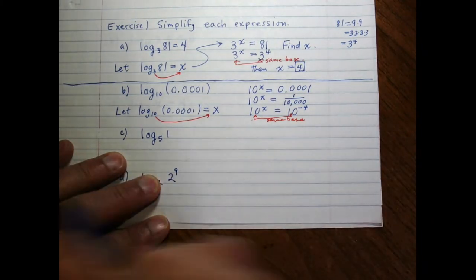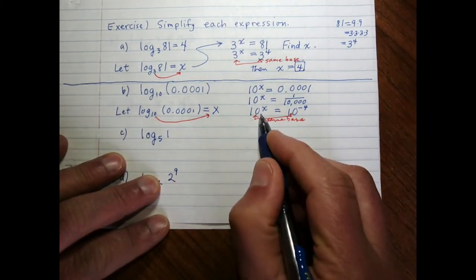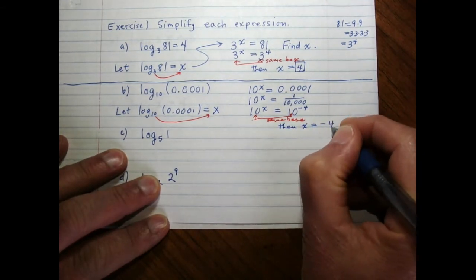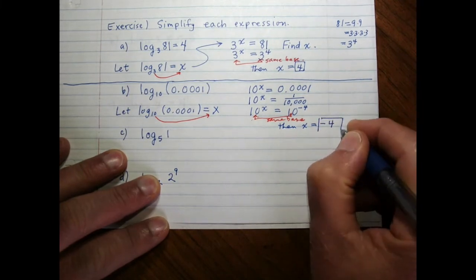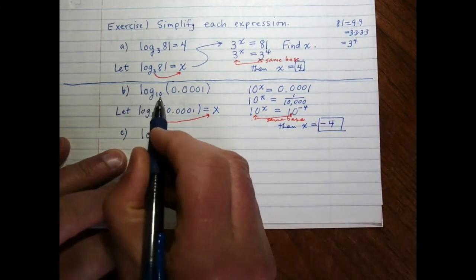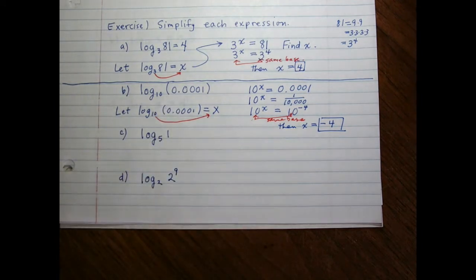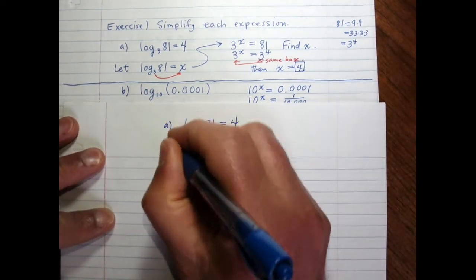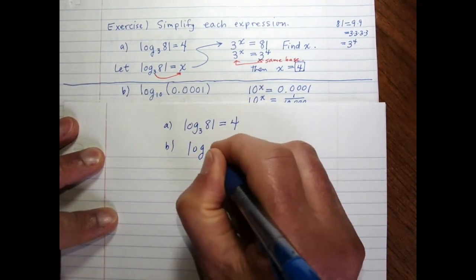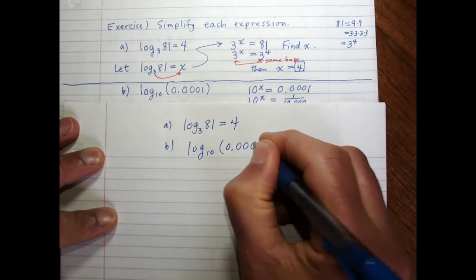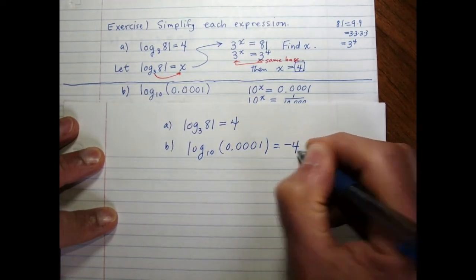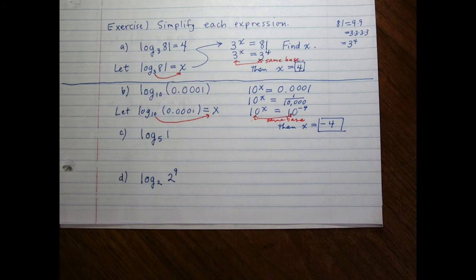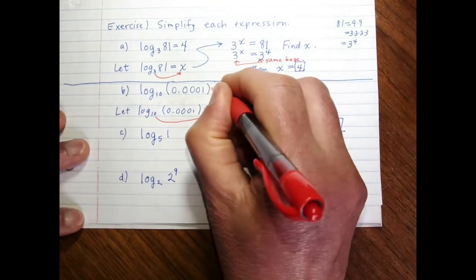If you've got the same base, then the exponents have to be equal to each other. So then x has to equal -4, and that's our answer to this one. Our log base 10 of 0.0001, so that was A, B, log base 10 of 0.0001 is equal to -4.